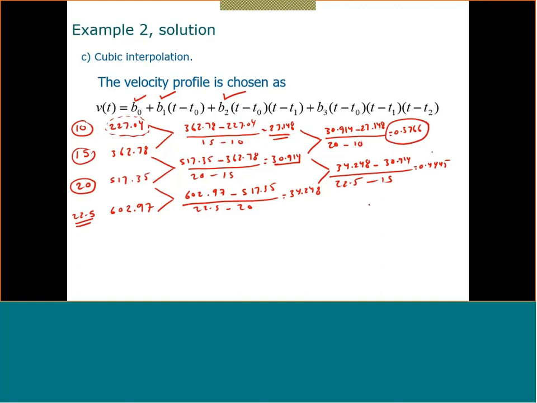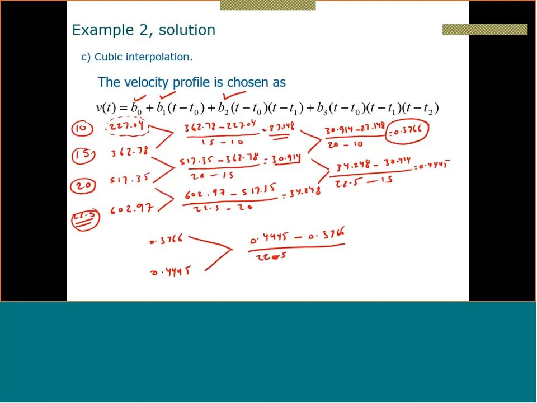Now I will take these last two numbers, 0.3766 and 0.4445, and I will have it as such: 0.4445 minus 0.3766 divided by, from the beginning to the end, 22.5 minus 10, and this will give me 5.4347 times 10 to the minus 3, and this is my last constant, which is my B3.